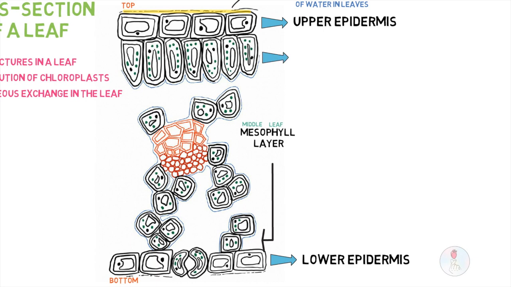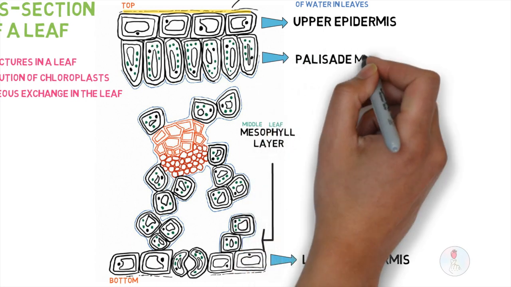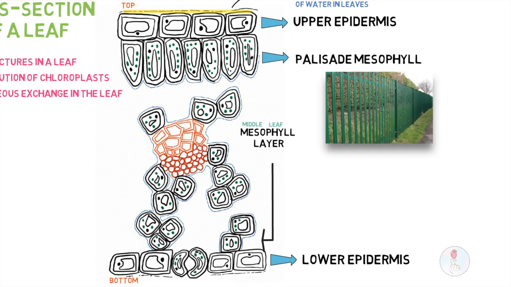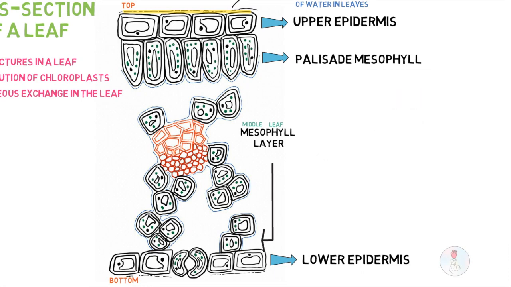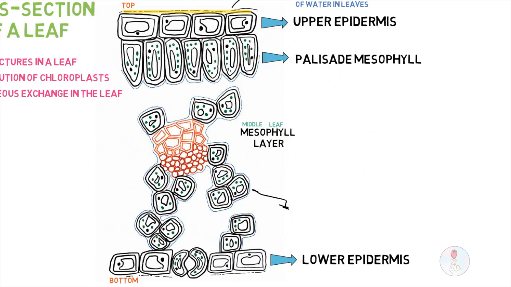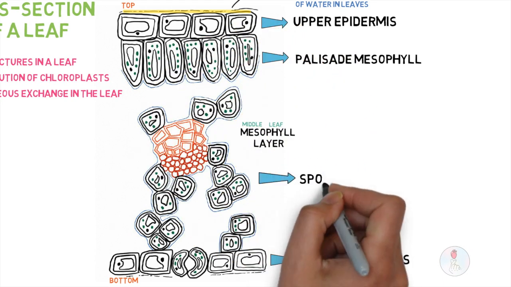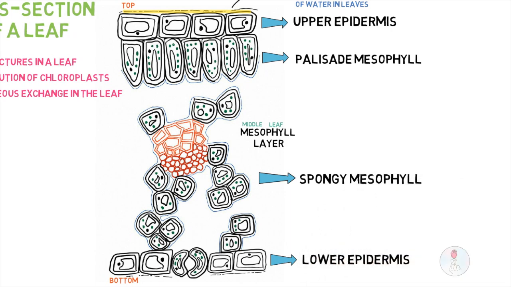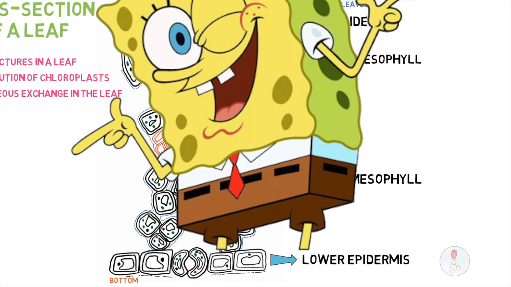The mesophyll layer has 2 types of mesophyll cells. Palisade mesophyll. Palisade actually refers to a type of fence that looks like this, which the cells in this layer closely resemble. Next time you want to sound smart in front of someone, here's a new word for you. Next, there is the spongy mesophyll. Spongy because of all the spaces you see in this layer, just like a sponge.